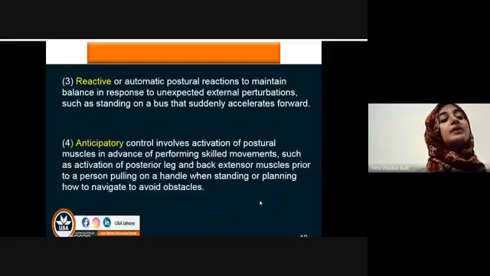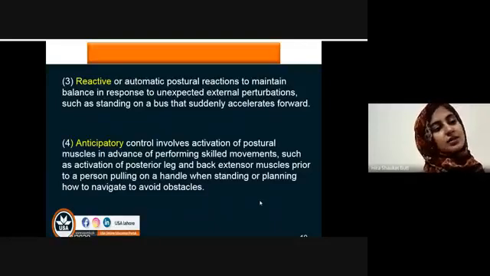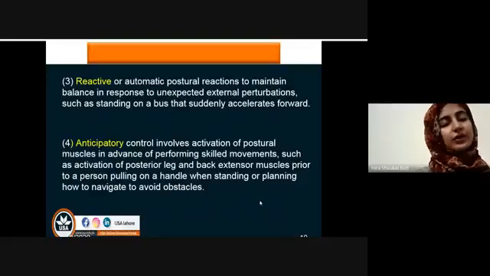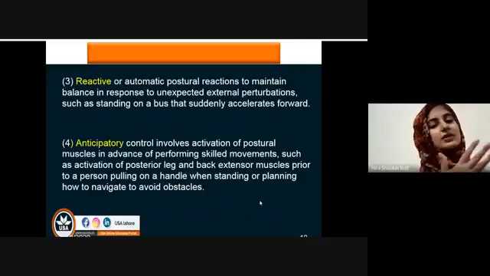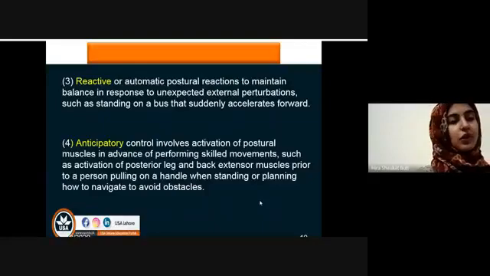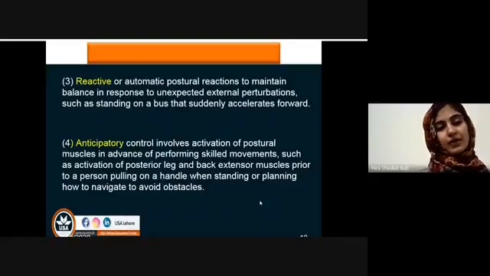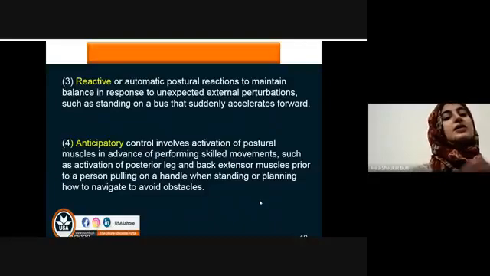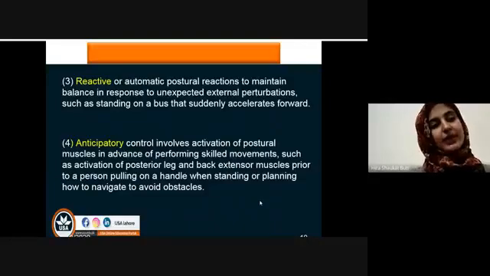Then comes the reactive or automatic postural reaction, in which you have to maintain balance in response to unexpected action or external perturbation. We know that every action has a reaction. So if you get an action, obviously your body will react in some way. The kind of balance involved in maintaining that automatic postural reaction will be reactive balance control. For example, standing on a bus that suddenly accelerates forward. Okay, जिसमें हम कहते हैं कि मुझे झटका लगा, तो उस झटके में किस तरीके से हम अपने आप को सीधा खड़ा रखते हैं, किस तरीके से अपने आप को सहारा देते हैं. That will be the example of reactive balance control.